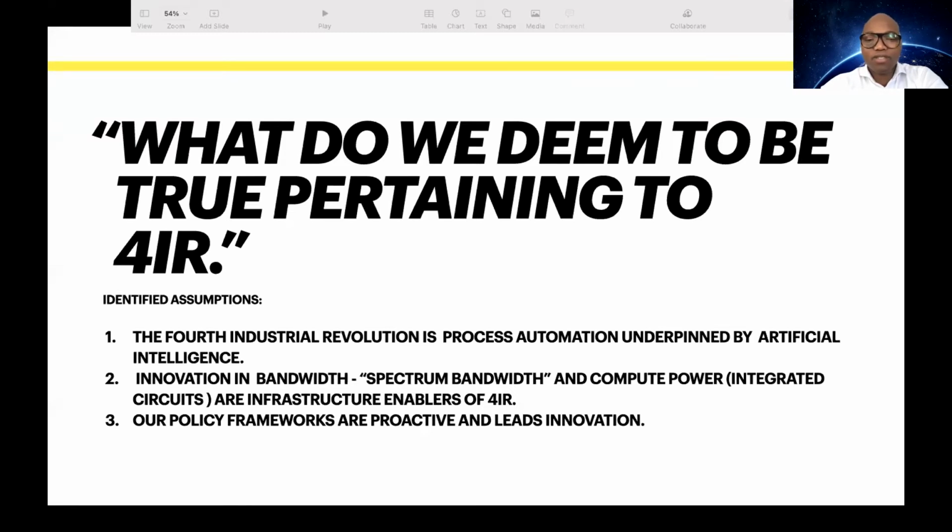And the third and final assumption is policy frameworks. We'll assume that policy frameworks are proactive within the sector and they do lead innovation. Of course, this is just an assumption. And one such framework that would be good is incentivizing tax rebates for research and development by organizations.